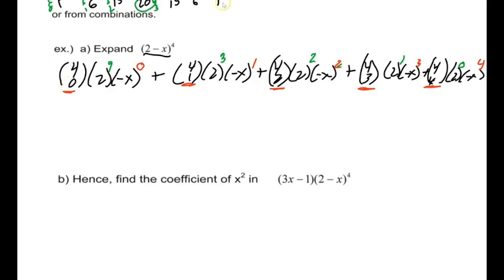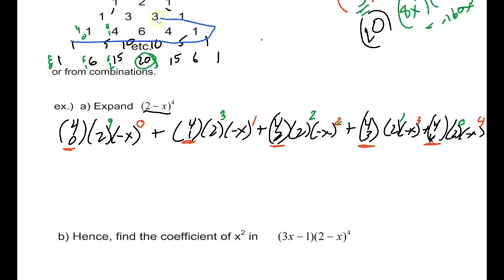4 choose 0. By the way, we can use Pascal's triangle right here, since I already have it written out. 4 choose 0 is just 1. 2 to the 0 is 1, and x to the 0 is 1. Then you do this one, 4 choose 1, look right there, is just 4. In general, guys, anytime it's over 0, it's automatically 1. Anytime it's over 1, it's automatically the top number.